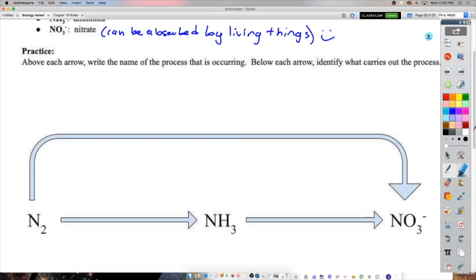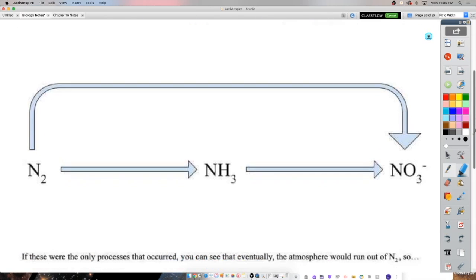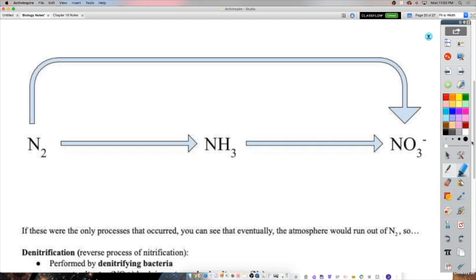Okay, so just to practice this, get these terms down. Above each arrow, write the name of the process that is occurring. Below each arrow, identify what carries out the process. Okay, so if it's going from N2, atmospheric nitrogen, to ammonia. Okay, so ammonification would be if it was going from dead stuff, dead organisms, into ammonia. But this isn't. This is going from N2, straight from the atmosphere. So this is not ammonification. This is nitrogen fixation.